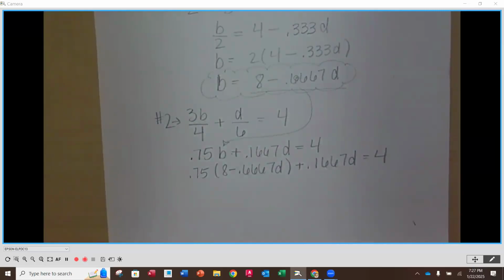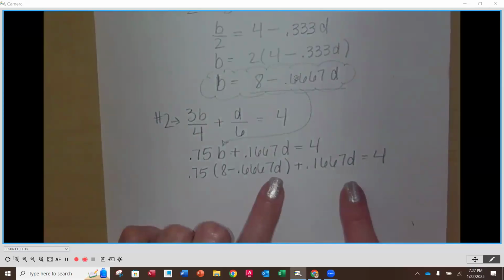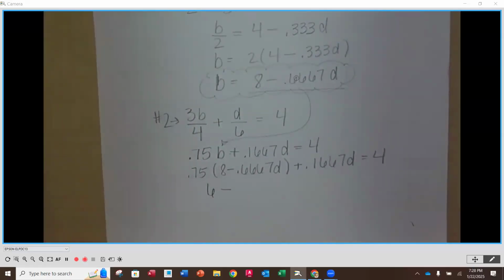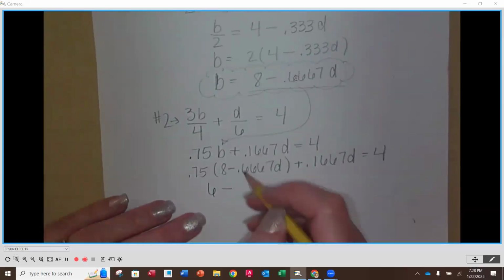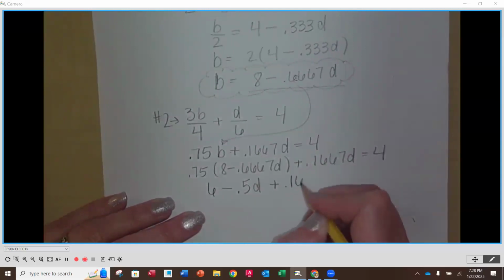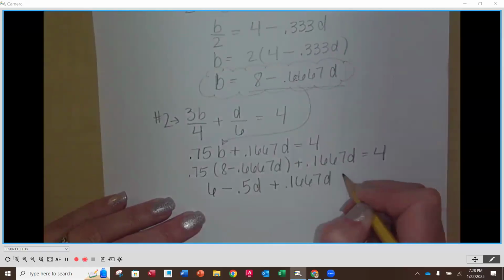Now we're going to distribute, and you're going to notice that by that substitution, I've only got 1 unknown left, right? And that's going to allow me to combine those once I distribute. So go ahead and distribute 0.75 times 8. That's going to be 6 minus 0.5, or 1/2 d, plus 0.1667d is equal to 4.